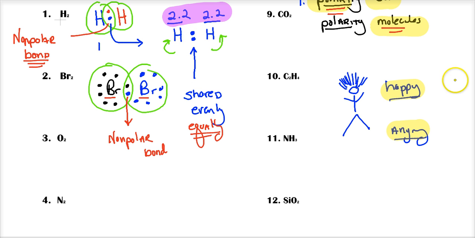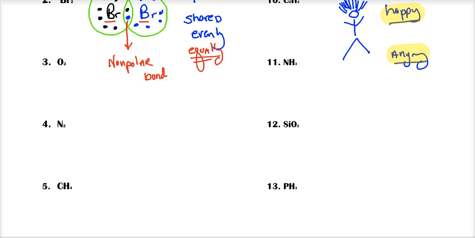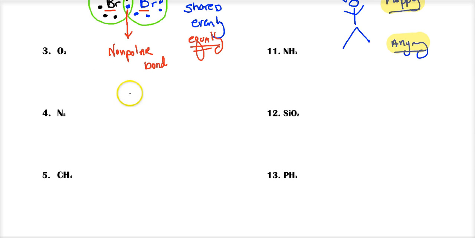Okay, so we did O2 yesterday, or at least we did Friday. Let's do O2 again. Oxygen has 6 valence electrons, so we write them. The first step is to write out all the valence electrons: 1, 2, 3, 4, 5, 6. We'll make one bond apiece. This oxygen has 6: 1, 2, 3, 4, 5, and 6.